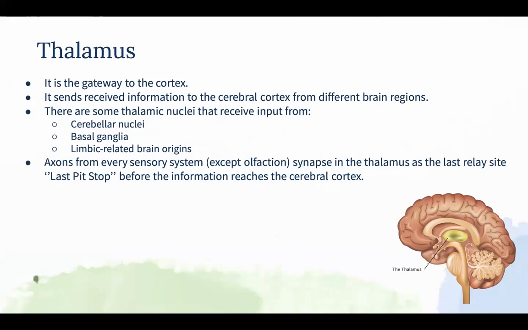And then axons from every sensory system, except for olfaction, will synapse in the thalamus as the last relay site before the information reaches the cerebral cortex. So all the sensations that happen in the whole body, somatosensory information, من sense of pain, vibration, touch, heat, or temperature يعني بشكل أعم, راح توصل أول شيء للثالاموس بعدين الcerebral cortex. ما عدا الolfaction أو the sense of smell على طول من olfactory bulb إلى cerebral cortex.